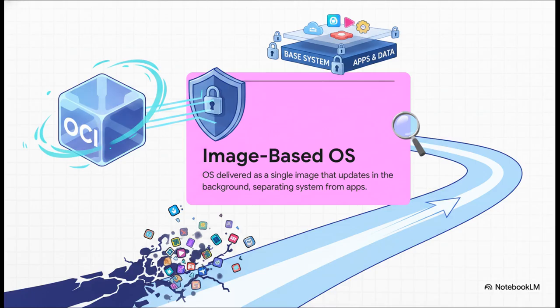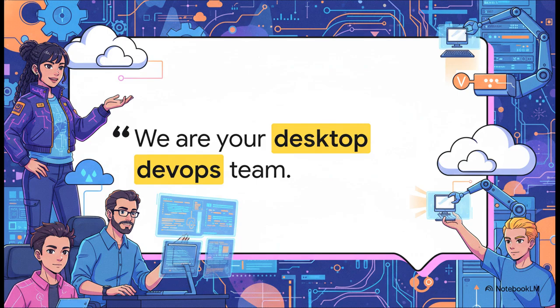It creates this clean separation. The base system is completely locked down and reliable, while your apps and your personal data sit safely on top. The Universal Blue community makes a really bold claim here, saying, "We are your desktop DevOps team." And honestly, they actually are.